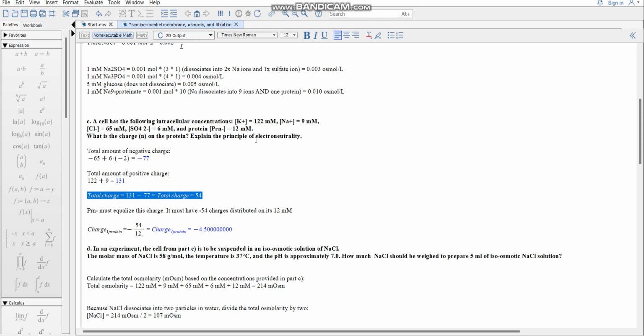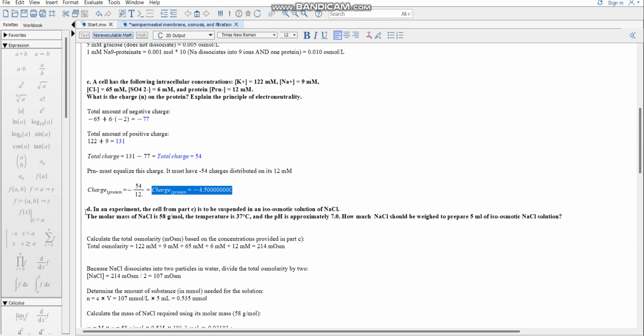But we know that there is a law called electroneutrality, meaning that the total amount of positive and negative charge must equalize each other. So the protein's negative charge must equalize this charge. It must have minus 55. And this minus 55 charge needs to be distributed on its concentration, right? So this will give us the total charge of one of these proteins. So this is minus 4.5.